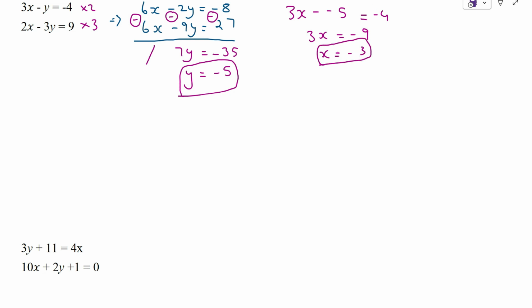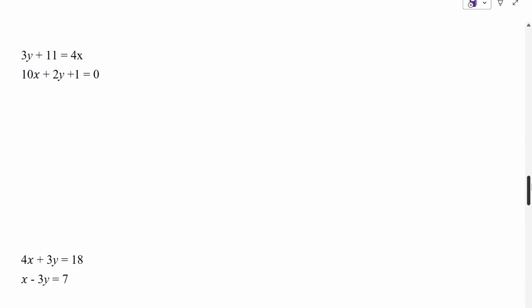Okay, so now we've got our values for x and y. That's with the first equation. Now let's sub in these values in our second equation to make sure that they match. So 2 multiplied by minus 3 minus 3y, which is minus 5, should give us 9. Minus 6, minus minus gives us a plus. And there you go. Now we know that these values are correct. Moving on to the next question.